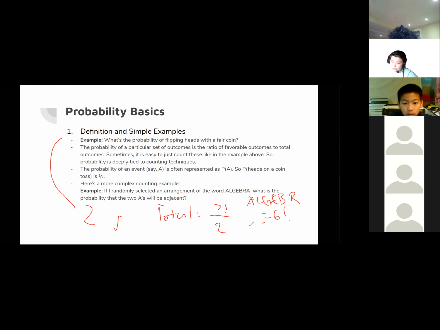Then our answer would simply be 6 factorial divided by 7 factorial divided by 2, which is 2 times 6 factorial divided by 7 times 6 factorial. Remember, this is 7 times 6 times 5 times 4 times 3 times 2 times 1, and this is just 6 times 5 times 4 times 3 times 2 times 1. So these cancel and you get your answer, which is equal to 2/7 or 0.2857.